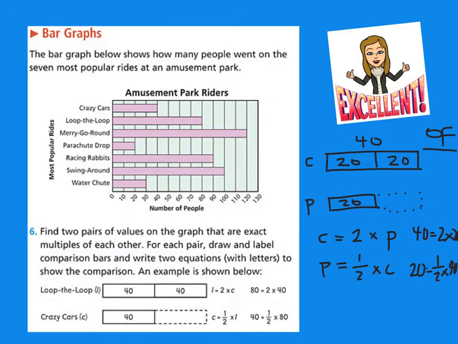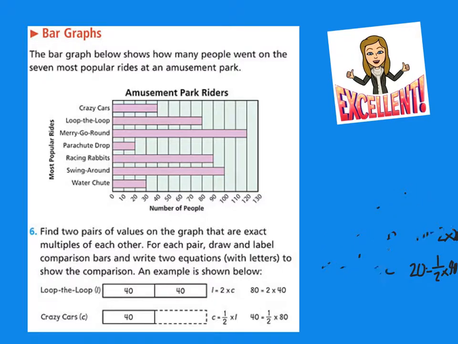Let's see if we can find another one to make comparison bars with. So, the swing around is at 100. Are there any at 50? Nope. So let's find a different one. I found one. So the racing rabbits are at 90 and the water chutes at 30. I can use that really nicely. So I'm going to erase my work from the Crazy Cars so that you can see a better picture using a different example. Erase, erase, erase. Clean, clean, clean.